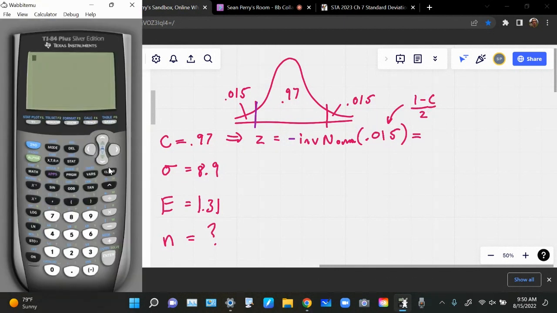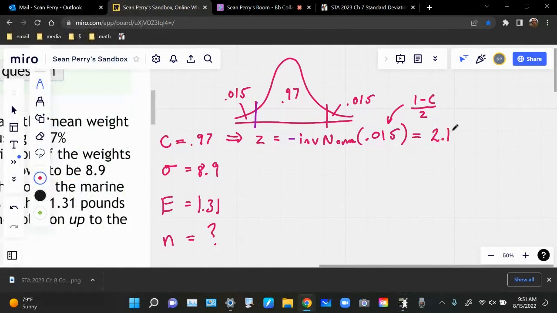So let's take a look at that on the calculator. I'm going to go to second, distr, and down to inverse norm. We'll take 0.015 and put it in our tail, and we get negative 2.17. So the negative of that value will be 2.17, approximately.